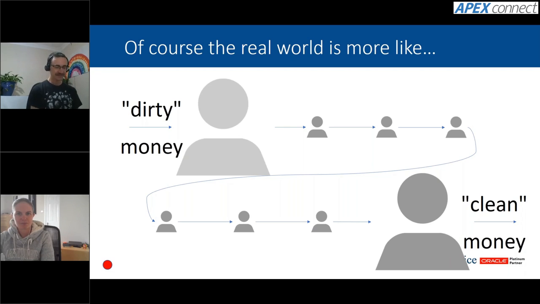Now, it is actually possible for us to guess this using SQL. And of course, if you've got a large sum of money working its way through the system, the bank's probably going to spot that too. So this isn't the best way to do it.